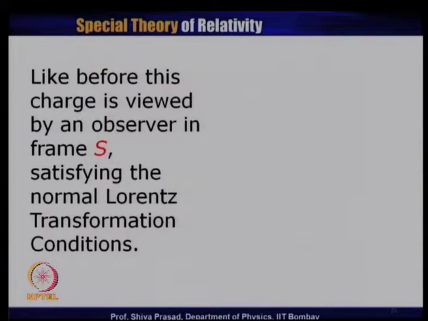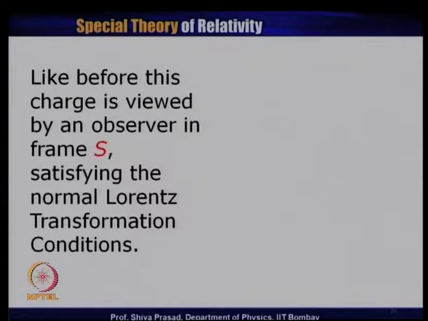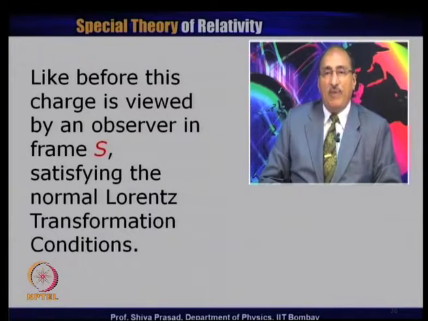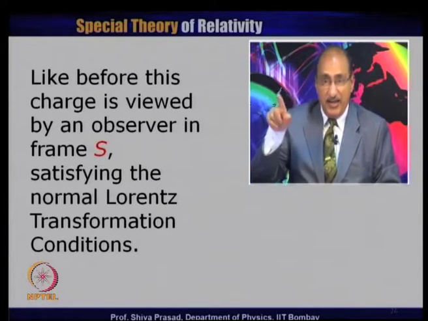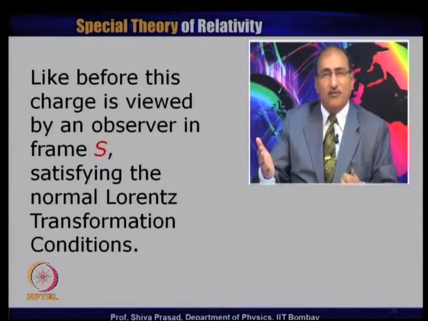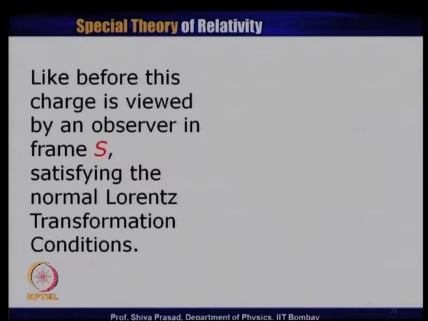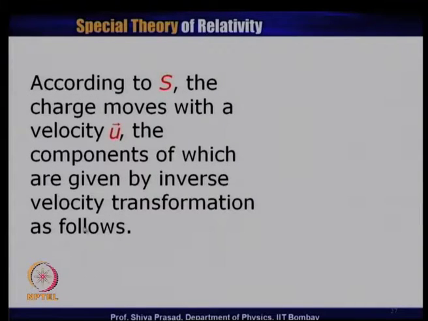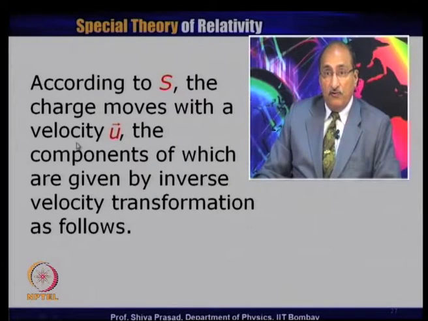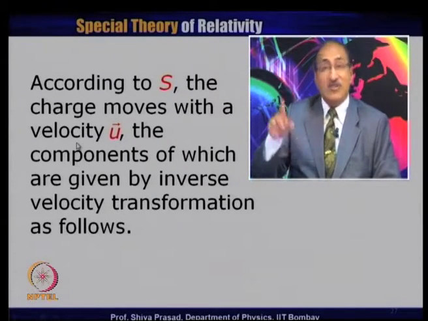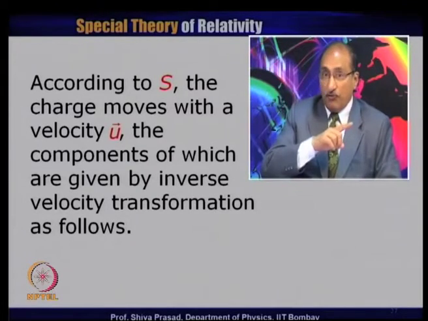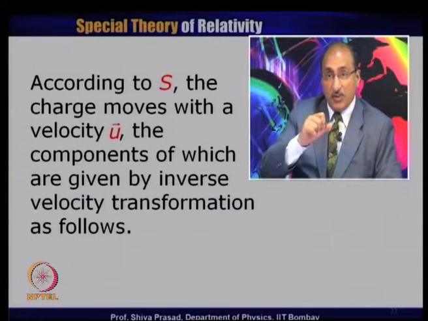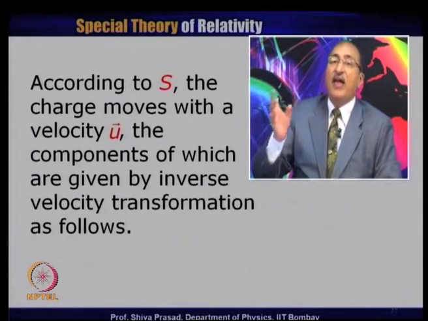Like before, this charge is being viewed by an observer in frame S, satisfying the normal Lorentz transformation condition. And of course, I will assume that in this frame S, the field seen by the charge is E, the electric field, and the magnetic field is B. And then again write the force and do the force transformation equations. According to S, the charge moves with a velocity u, which now has to be obtained by inverse velocity transformation, because I know the velocity in the S prime frame of reference and I want to find the velocity in the S frame. So, I must use an inverse transformation.